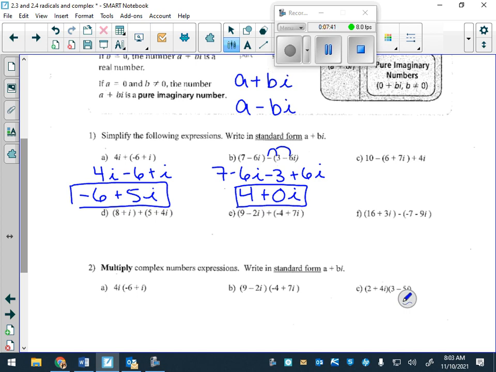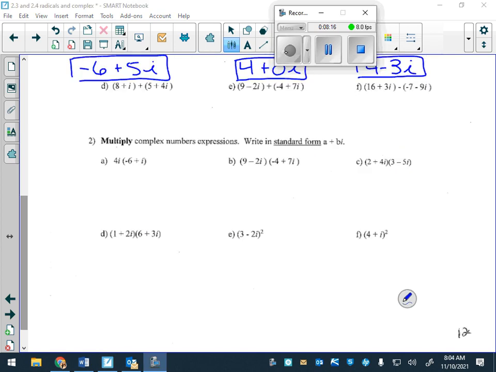Okay? Now looking at C, what do you have to do first? Everett. You also distribute. Good. So you have 10 minus 6 minus 7i plus 4i. What is your final answer? Emily? 4 minus 3i. Excellent. All right, you guys, try D, E, and F.